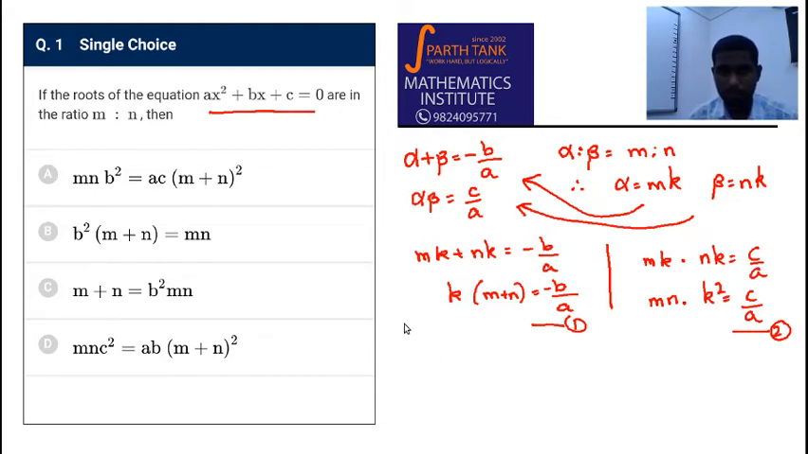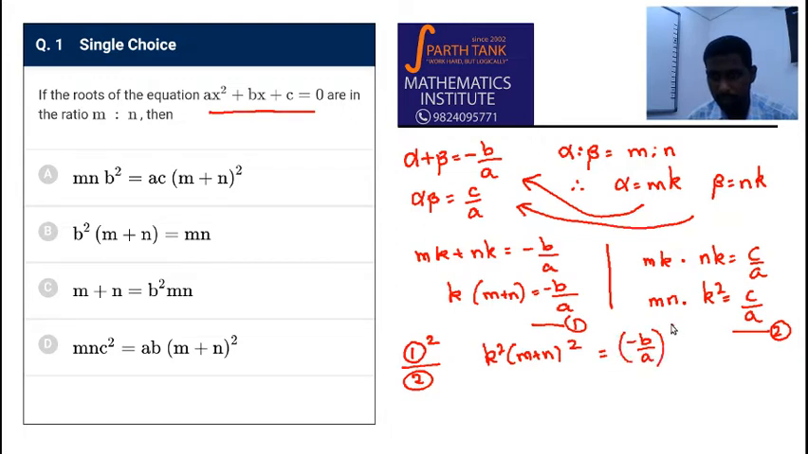How can we do that? Square 1 and divide it by 2. So 1 square upon 2. 1 square is k square into m plus n the whole square. And here we have minus b by a the whole square upon k square into mn upon c by a. Now k square is gone.